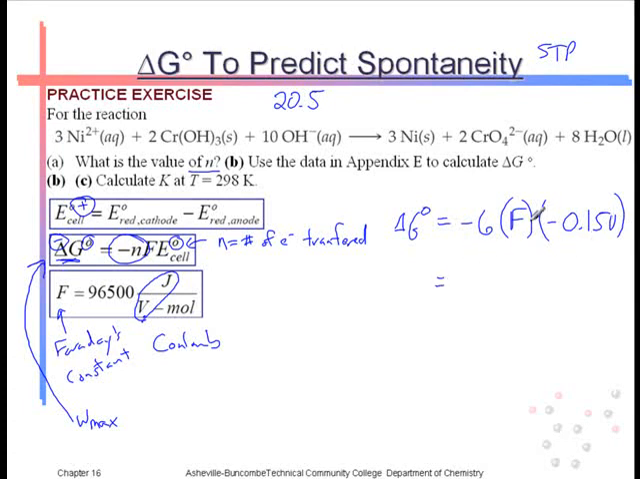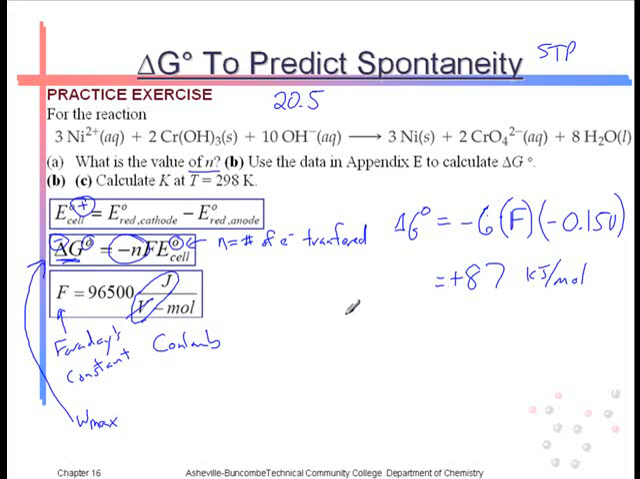And so when you plug in Faraday's constant and do the calculation, I went ahead and changed to kilojoules per mole. And this is a positive value. It's a non-spontaneous process. What's happening is that the voltage here is canceling out with the voltage there, and you're left with joules per mole.